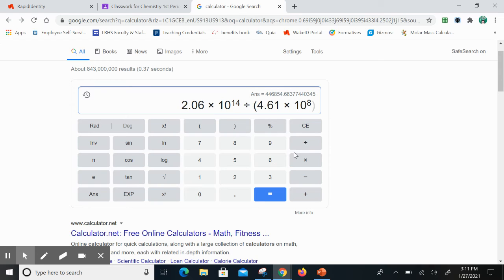That needs to be in parentheses because now it won't just divide this number by the 4.61, it'll divide it by all of it. And so you will see, actually, let me copy that, see if that works. Okay, so there's the same answer we had before, right? 4.47 times 10 to the fifth.